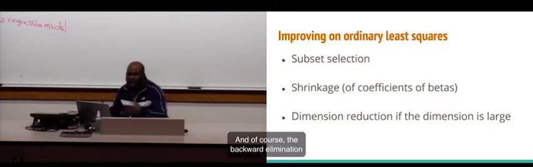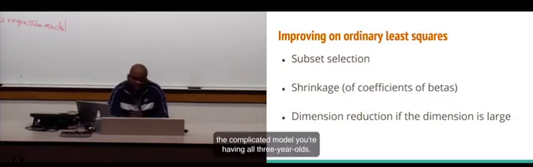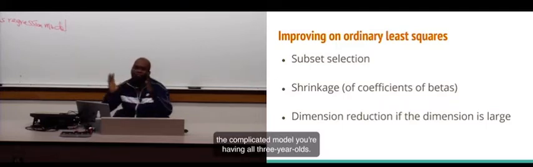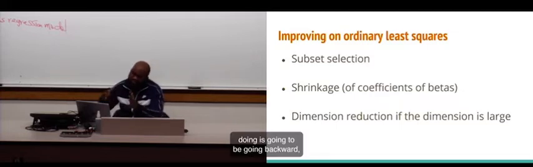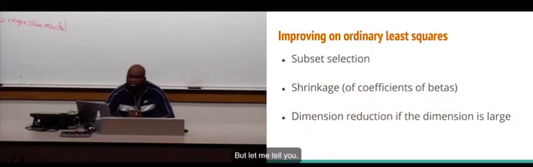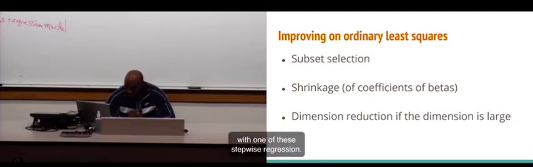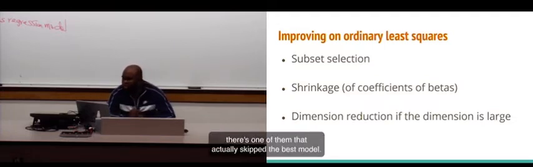And of course, the backward elimination is going to start with a complicated model, having all predictors, and basically it is going to be going backward, removing the insignificant predictors. But let me tell you, we identified one issue with one of the stepwise regressions the other time. When I was demonstrating that to you, there's one of them that actually skipped the best model.